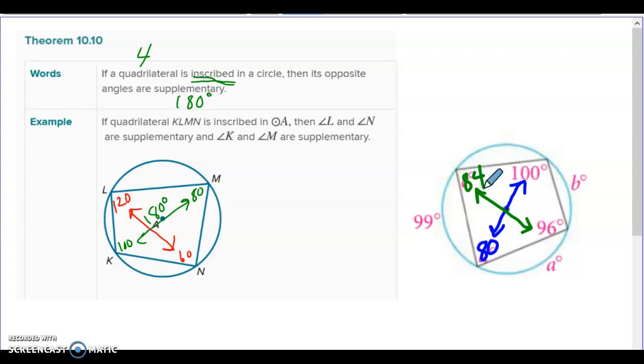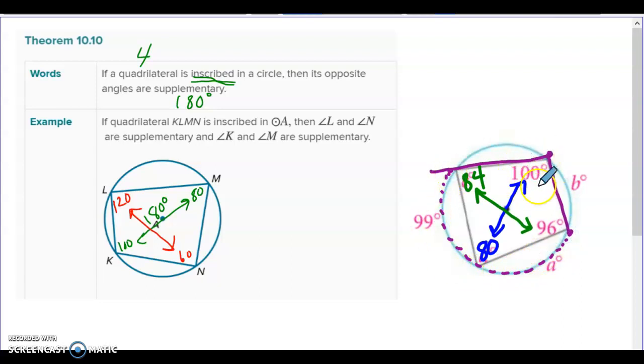Okay, now finding those missing arcs there is a little bit tricky, but what we need to do is, let's see here, I'm going to find arc A first. So arc A is right here. Well, if I highlight my 100 degree angle, that would be an inscribed angle, right? The vertex is on the edge of the circle. So the intercepted arc then would be right here. It's a big one. Starts here, goes all the way around to here.